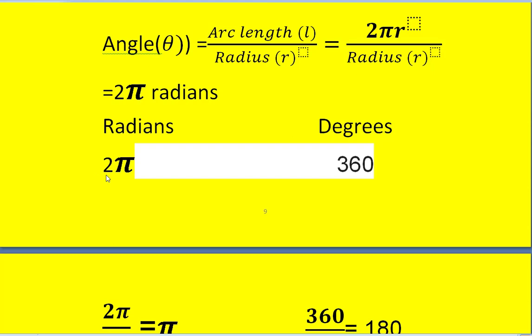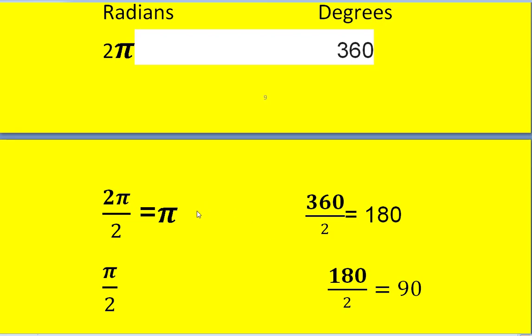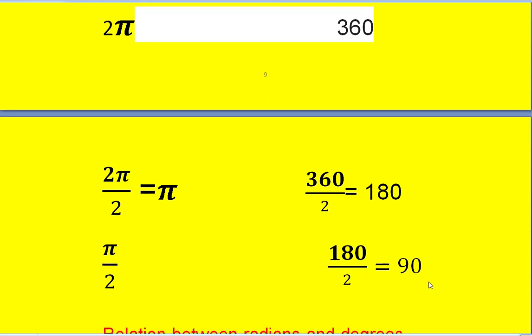So that's why we write 2 pi is equal to 360 degrees. Suppose we divide this by 2, then we have to divide that by 2 as well. Then 2 pi by 2 is equal to pi, and 360 by 2 is 180 degrees. That is, pi radians is equal to 180 degrees. If we divide pi by 2, then we divide 180 by 2, so pi by 2 radians is equal to 90 degrees.